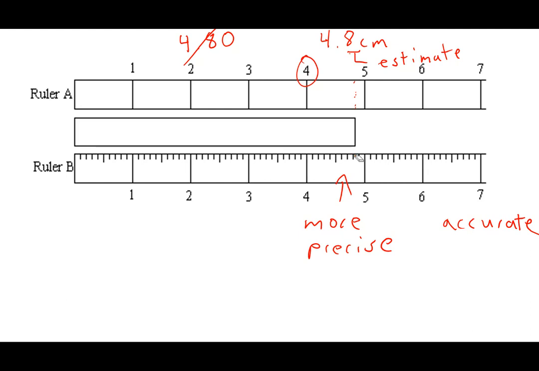Down here, though, I see that my object is in between these two markings, in between 4.8 and 4.9. By the way, there's 10 markings here. So this marking is 4.1, 4.2, 4.3, 4.4, 4.5, 4.6, 4.7. I know that it's in between 4.8 and 4.9. So I can estimate one more digit, and I'm going to say it's 4.82. I know that because I know this number is in between 4.8 and 4.9.